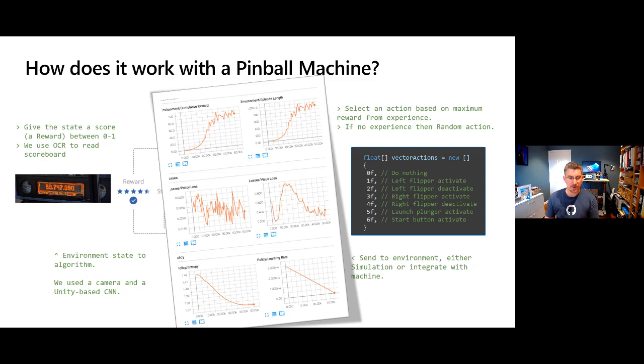And then over time, you can see there the TensorBoard graphs showing you the performance of the brain. Over time, we should see that the brain continues to improve as it sees more situations and learns how to handle them.